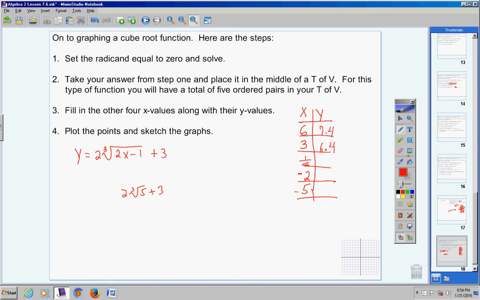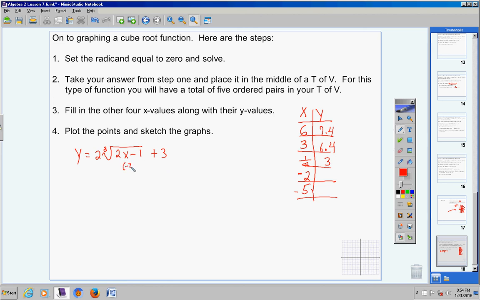Now let's try 1/2, okay? Now we already know what we're going to get because we already set this equal to 0. And so if you put a 1/2 in, you're going to get out 0. 2 times 1/2 is 1. And 1 minus 1 is 0. So 2 cube root of 0 plus 3. Alright? Well, the cube root of 0 is 0. 0 times 2 is 0. And 0 plus 3 is 3. So there we go.